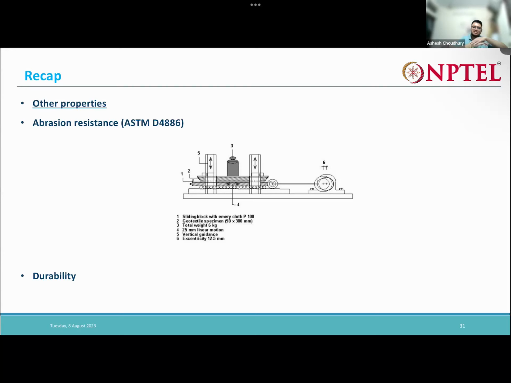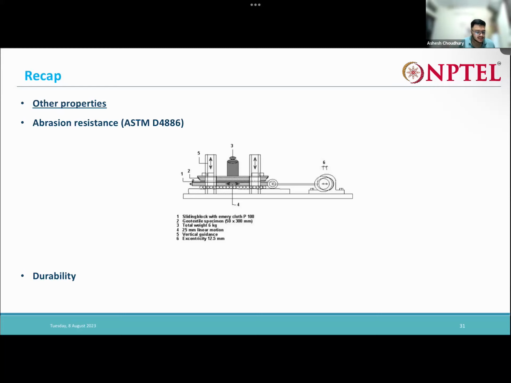Obviously if there is rubbing, there will be some loss of material, some wear of the geotextile. So generally it is done with sandpaper, with 750 abrasion cycles. The weight loss in 750 cycles is reported as the abrasion loss.